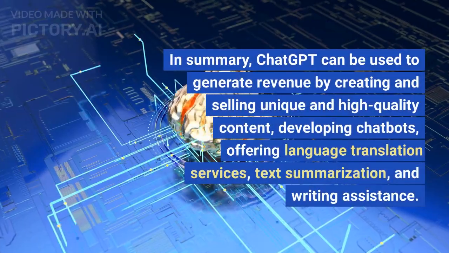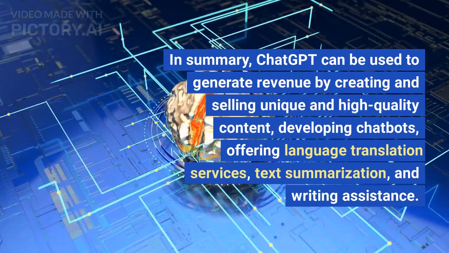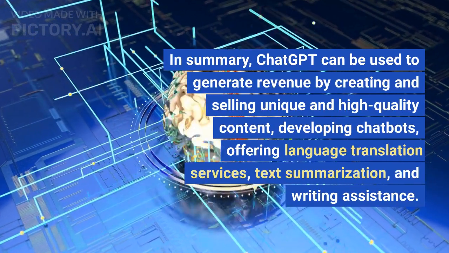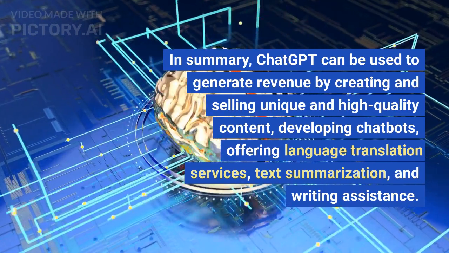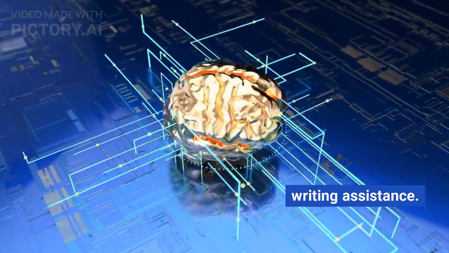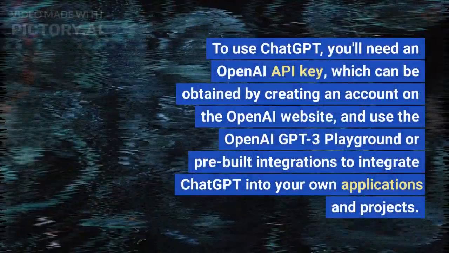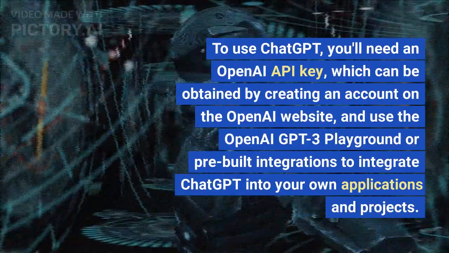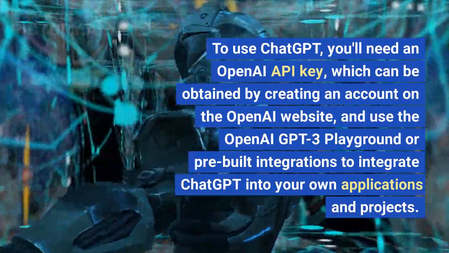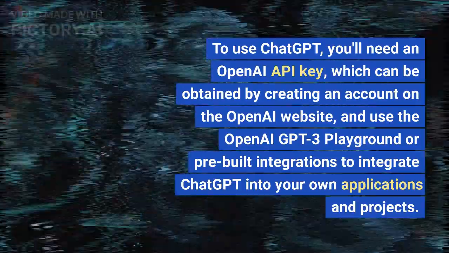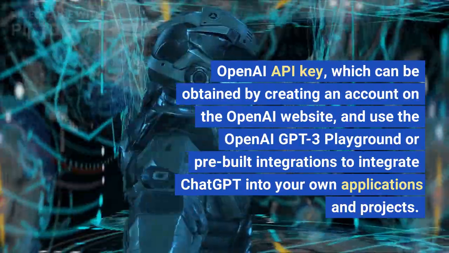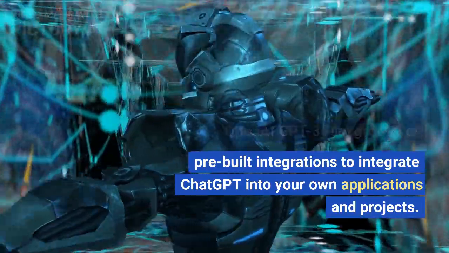In summary, ChatGPT can be used to generate revenue by creating and selling unique and high-quality content, developing chatbots, offering language translation services, text summarization, and writing assistance. To use ChatGPT, you'll need an OpenAI API key, which can be obtained by creating an account on the OpenAI website, and use the OpenAI GPT-3 playground or pre-built integrations to integrate ChatGPT into your own applications and projects.